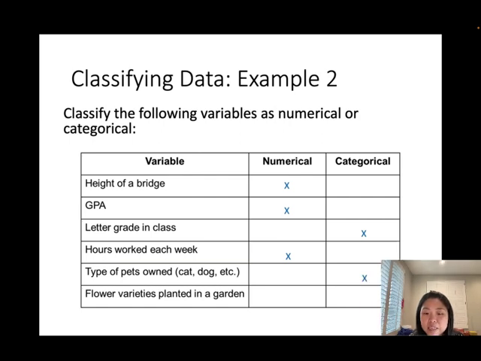Flower varieties planted in a garden, that's categorical. Good, right? Easy. Numerical data and categorical data.